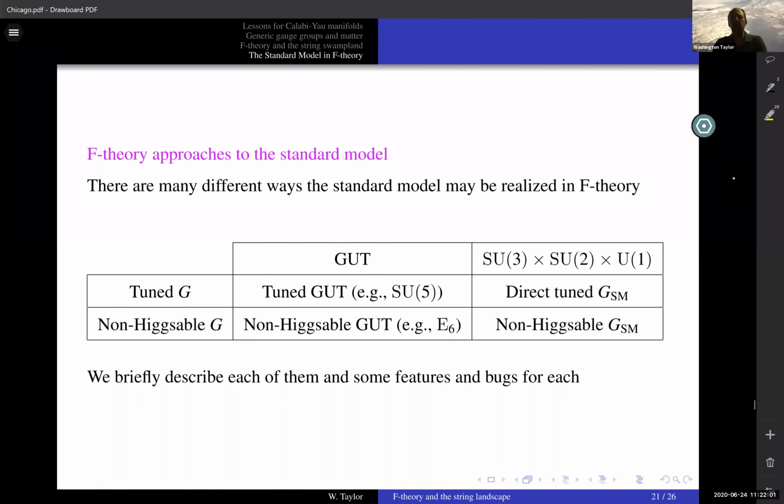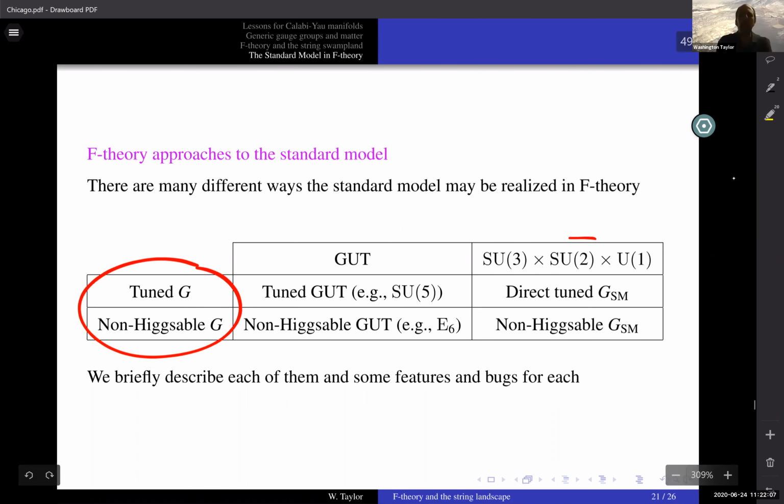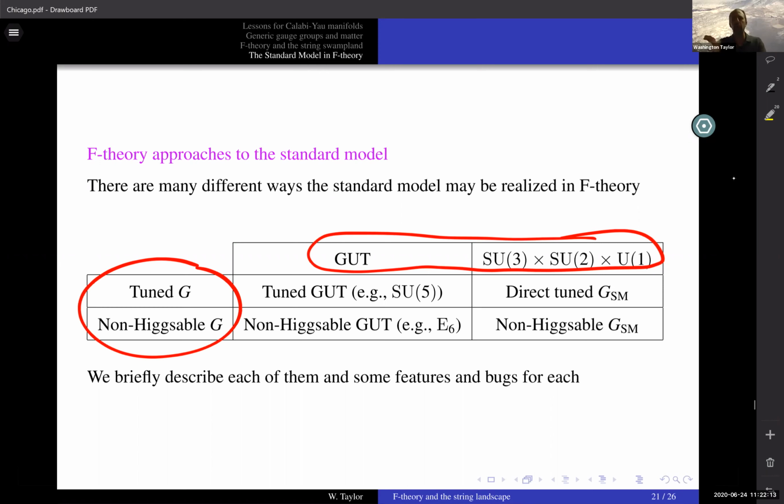The second choice is, do we assume that there's a GUT, a unified theory which is bigger, which then gets broken, or do we assume that we just have the SU3 cross SU2 cross U1, or at least the algebra of that gauge group? And so depending on which row you choose and which column you choose, there's a whole different class of constructions. And I actually want to walk through each of those 4 classes with one slide and just talk about where we are in understanding those.